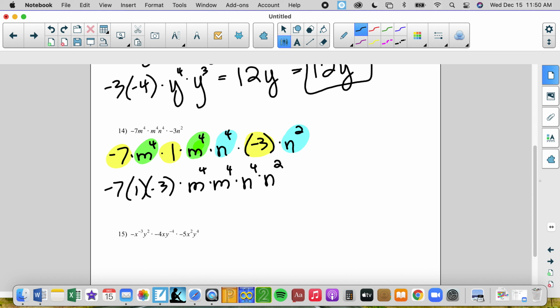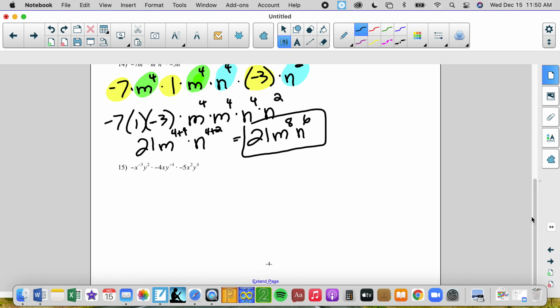So constants: negative 7 times 1 is negative 7, times negative 3 gives me a positive 21. M to the 4 plus 4, because they have like bases, times n to the 4 plus 2, which gives me 21 m to the 8th, n to the 6th.